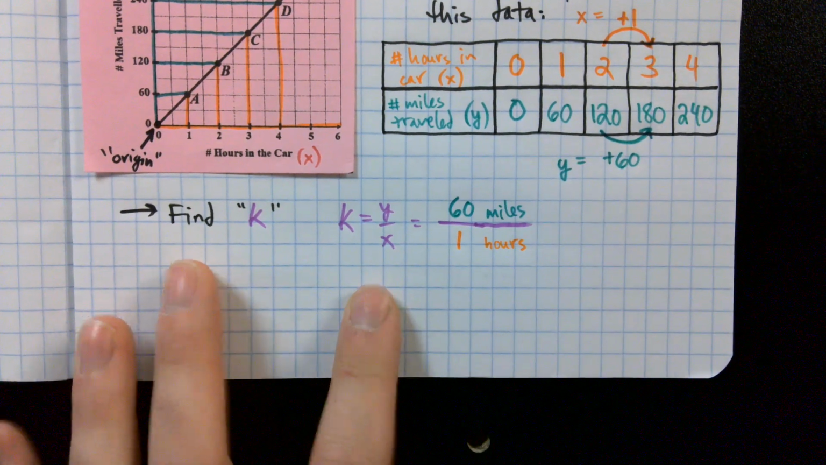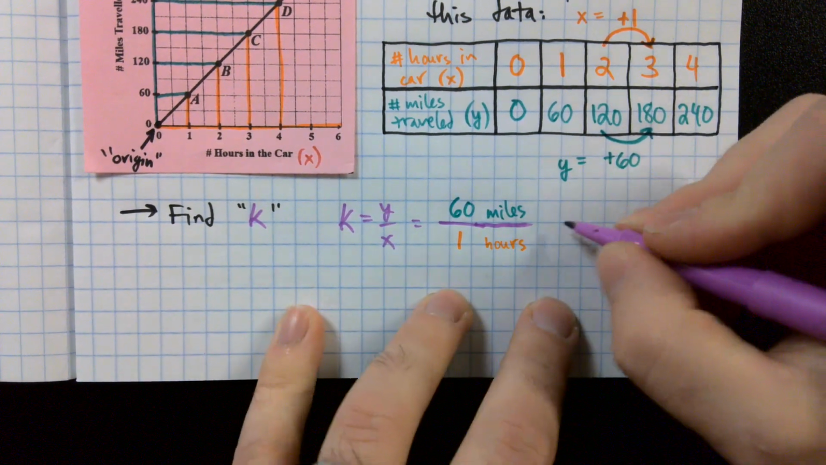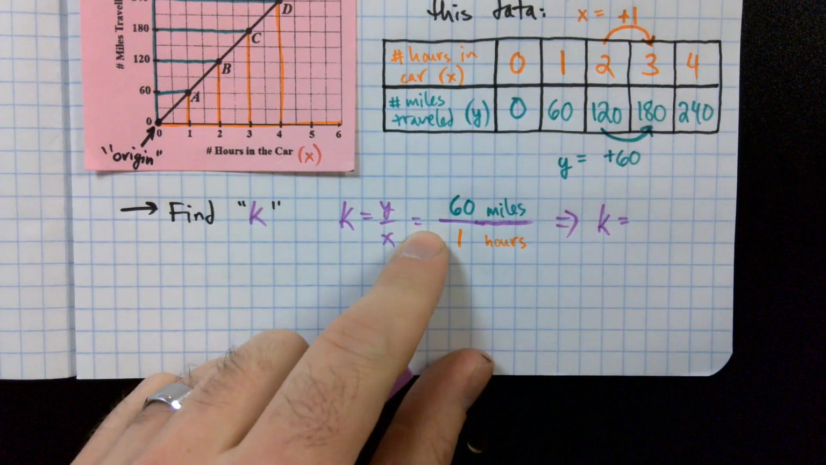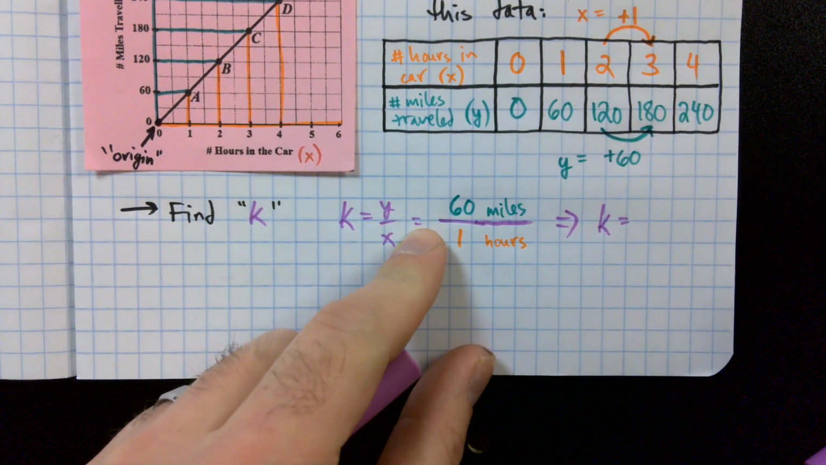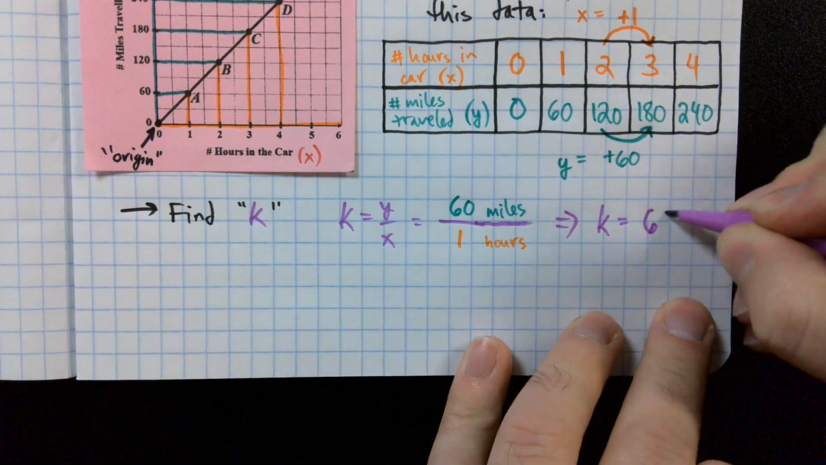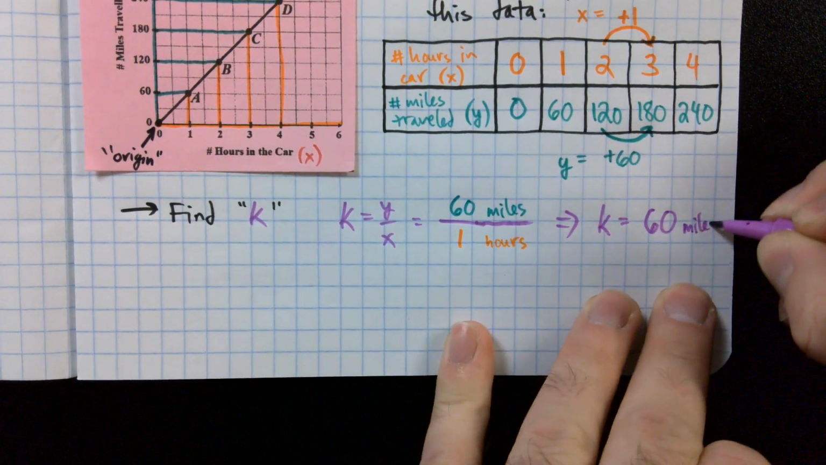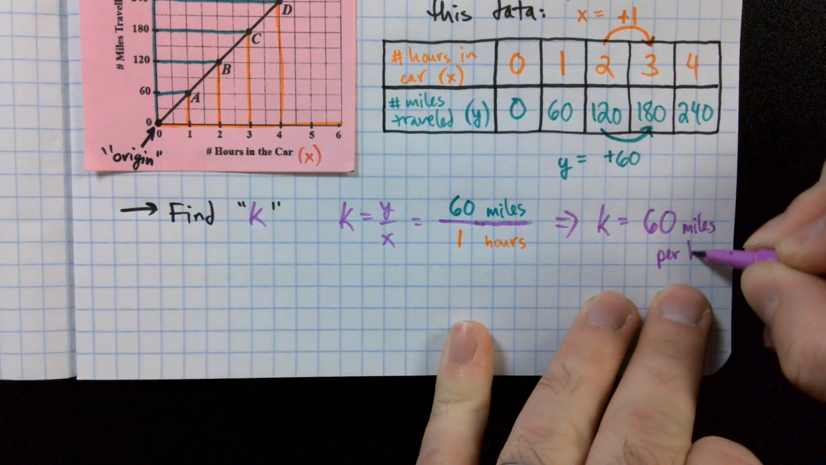60 miles in 1 hour. So we can say that. I'm going to finish this off. K is equal to, what is 60 over 1? How can we simplify that? 60. Just 60, right? And the units are going to be miles per hour.